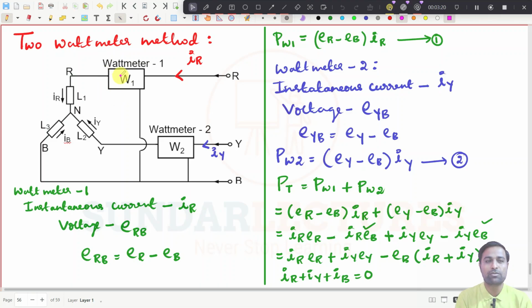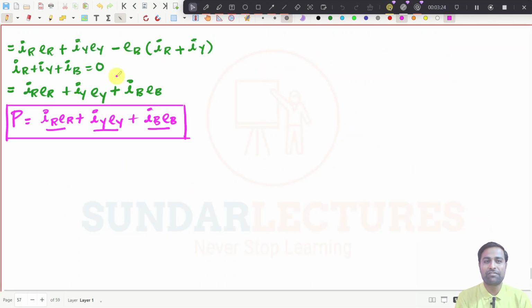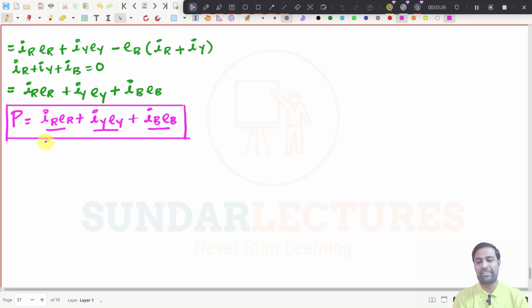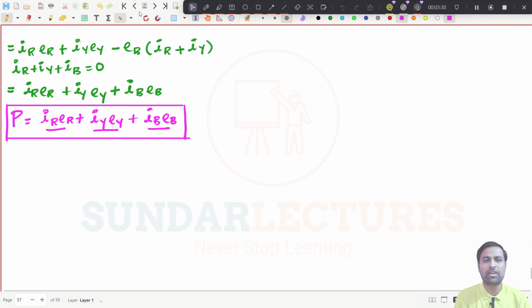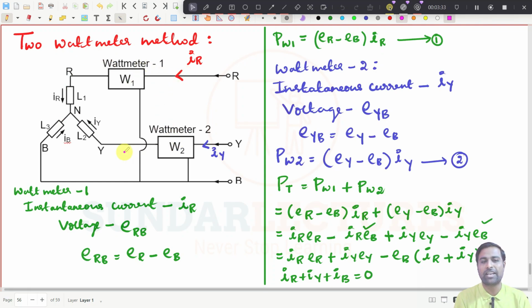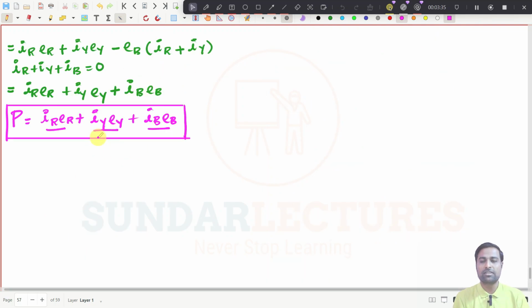See, we have used only 2 wattmeters, and we have found the total power. The total instantaneous power. Actually, this is instantaneous power because we have taken the current to be instantaneous, right? Only instantaneous current. So this is the whole idea.